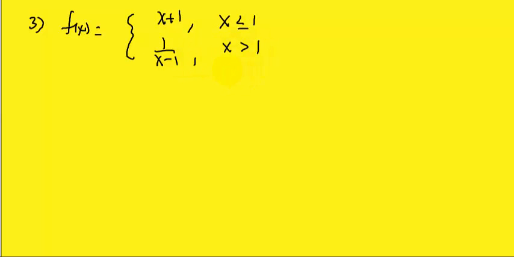Alright, 3. F of x is equal to x plus 1 when x is less than or equal to 1, and 1 over x minus 1 when x is greater than 1. Folks, the top one is a line. The bottom one, you got a vertical asymptote there, right? You're going to get some kind of hyperbola, correct? Alright, vertical asymptote at 1. Okay, let's check it out, see what they're asking us to do. Okay, in this one, they're asking us to sketch the graph. Okay? Let's sketch the first graph.